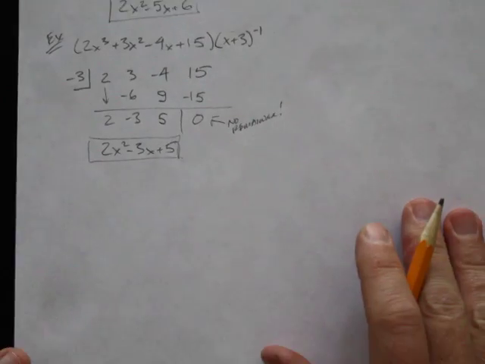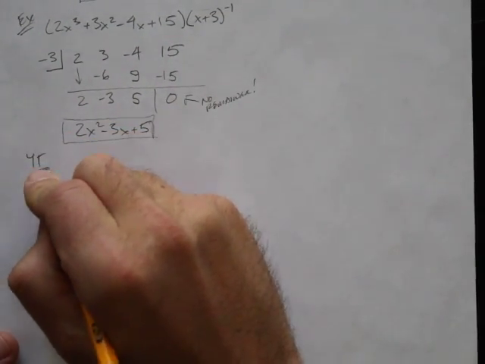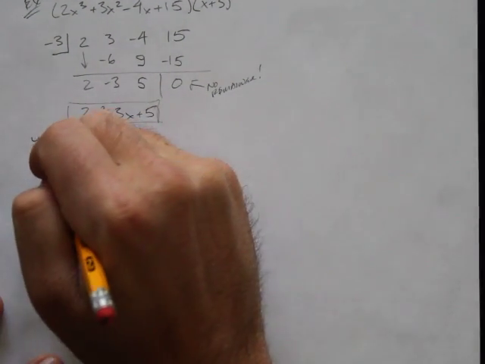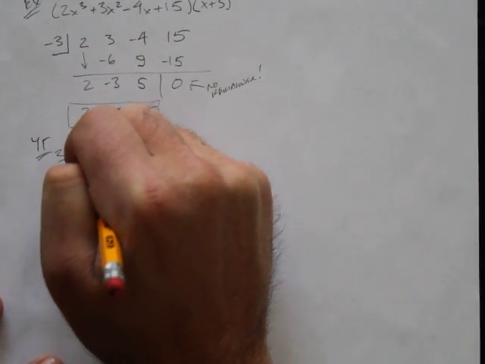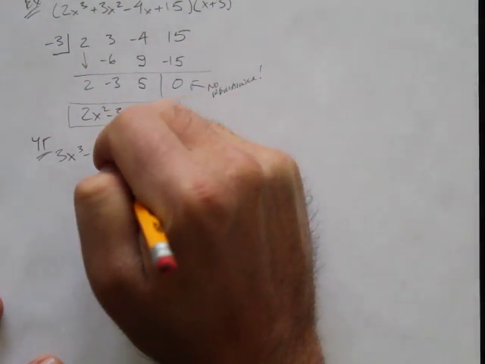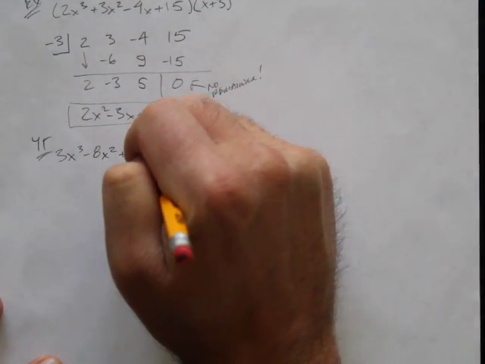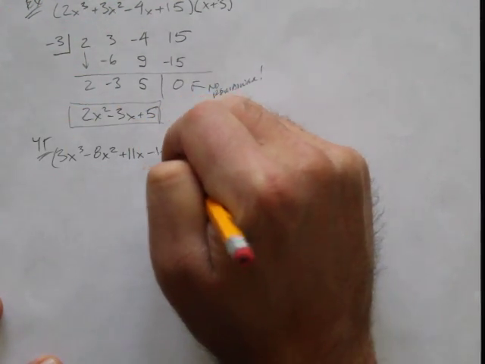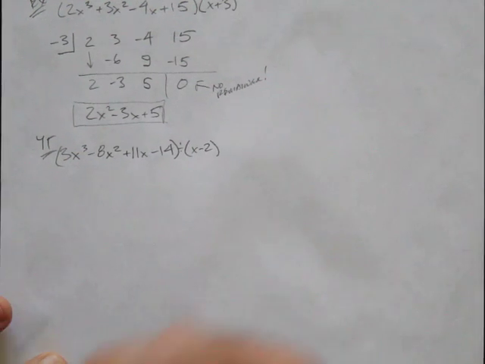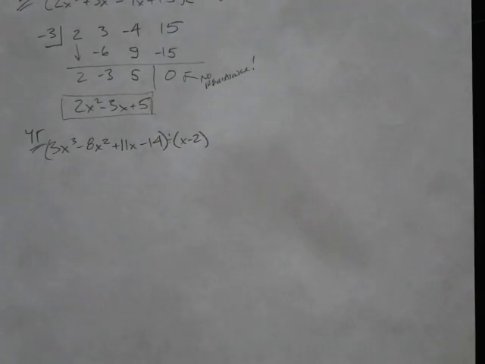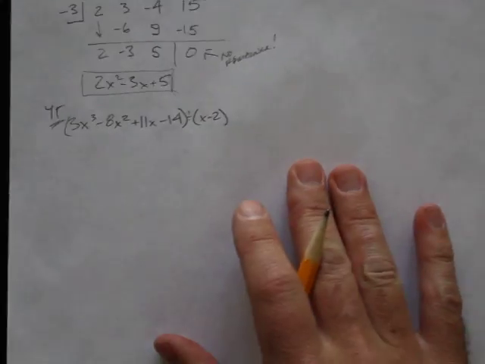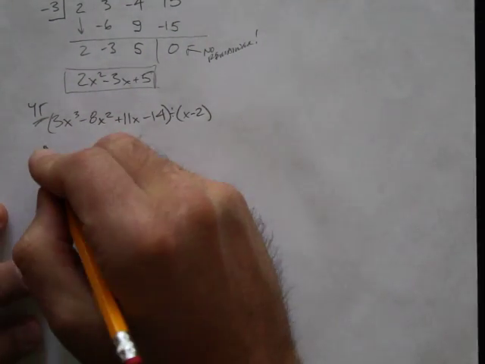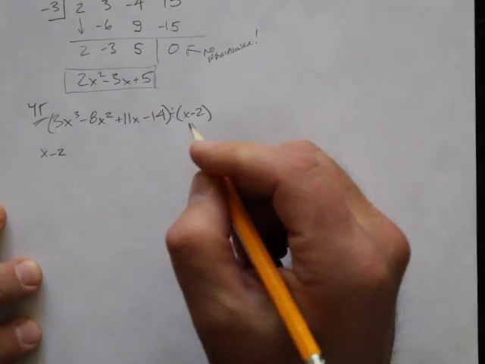Let's have you do one on your own. You've got, I think, 3 examples left here to do. So 3x cubed minus 8x squared plus 11x minus 14 divided by x minus 2. All right, see if you can do this one on your own. And then, yeah, we'll check it out together. Go. All right, let's see how you did. X minus 2.